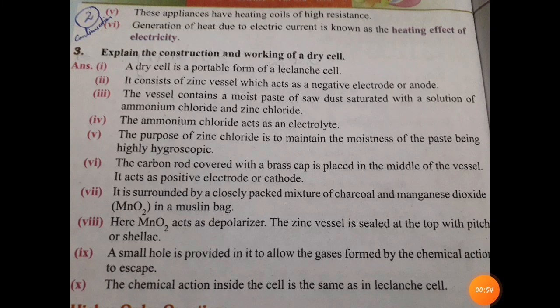Okay, children, concentrate. The third one, children: explain the construction and working of a dry cell. So draw the diagram also, children. In your textbooks the diagram is present, children. Dry cell is nothing but a primary cell.